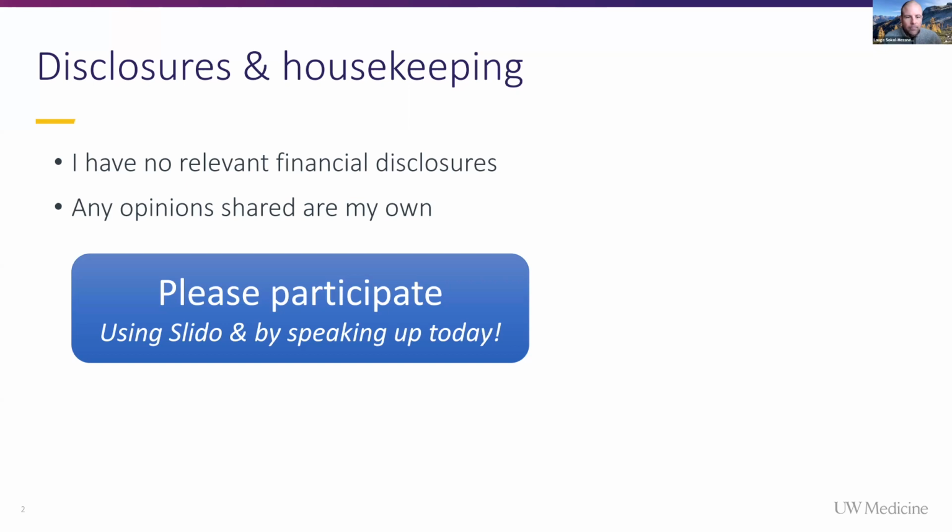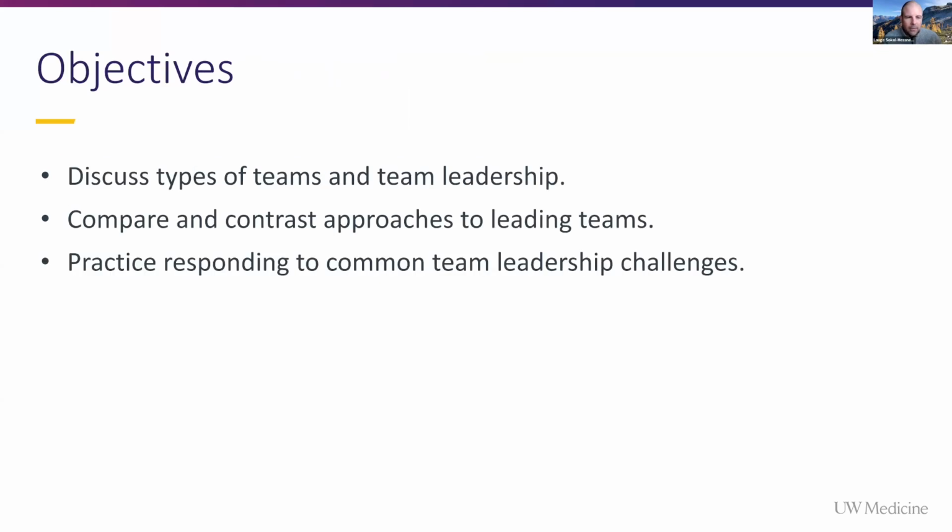So our objectives today, we're going to talk about types of teams and team leadership. We're going to compare and contrast some approaches to leading teams. And then we'll just talk through some of the common team leadership challenges, mostly around how you build a team, who's on the team, and how do you manage conflict and stuff like that. There's so much about leadership. We could spend days talking about all of it, which of course we don't have. So we're going to be focused today, but also try and connect you to some resources so you can learn more, and always happy to continue the conversation offline.